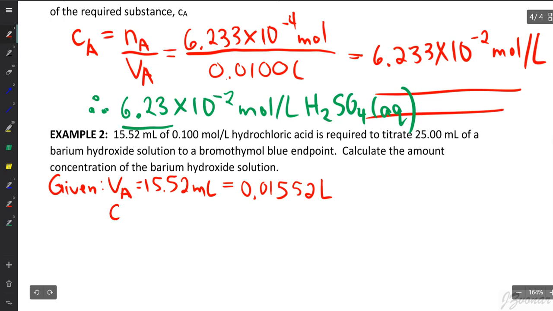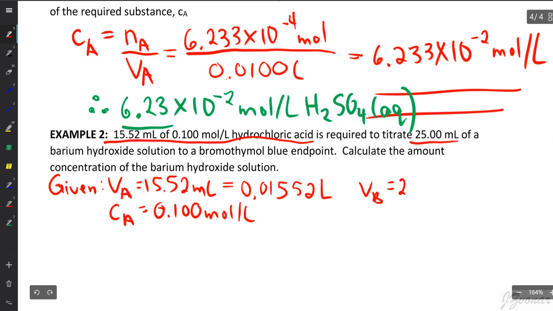We know the concentration of the acid, it's 0.1. That's all given to us in the first part of the sentence. And it says that we're titrating 25 milliliters, so this represents my volume of my base, which is 25 milliliters. And once again, I would convert that right away to liters by dividing by 1,000. And we're looking for the concentration of my base. That's what I'm looking for.